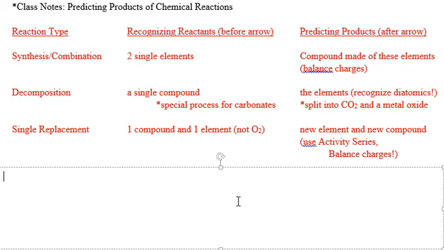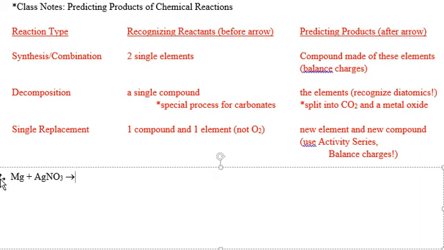Okay, so to do a couple of examples for you. If I have magnesium and silver nitrate, that's all I have before the arrow. The first step, again, is recognizing that this is a single replacement. So I have magnesium, a single element, and then I have silver nitrate, which is a compound. Silver is the cation, nitrate is the anion.